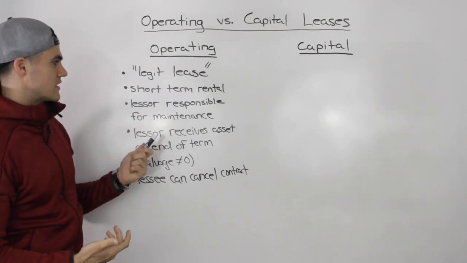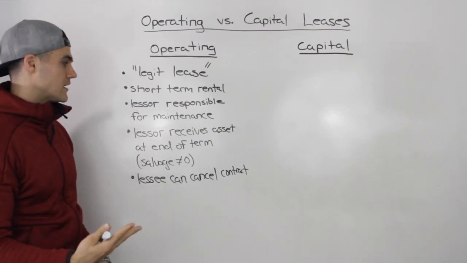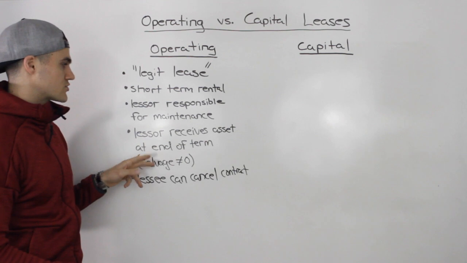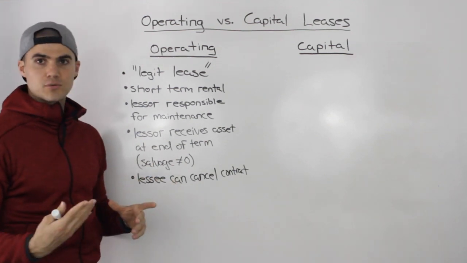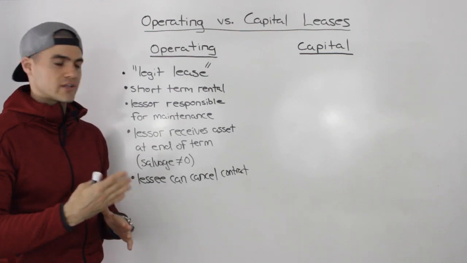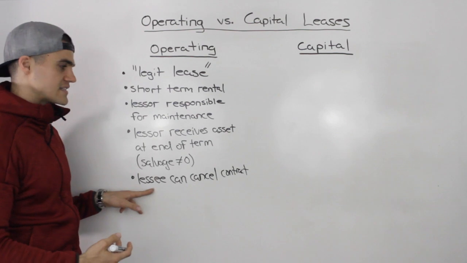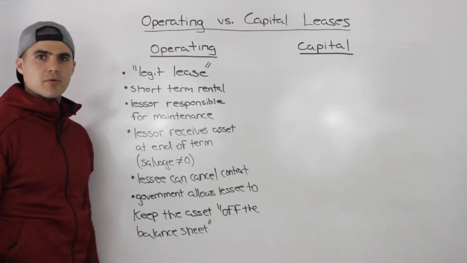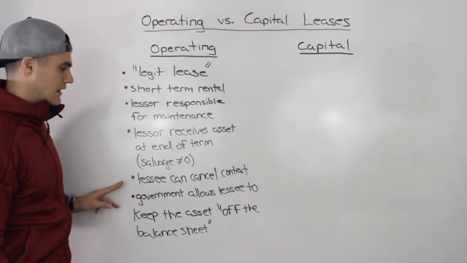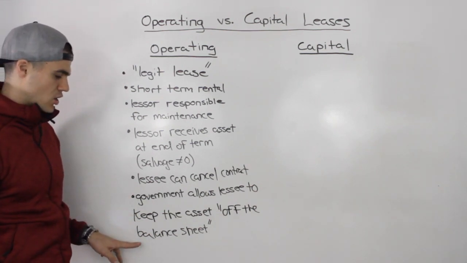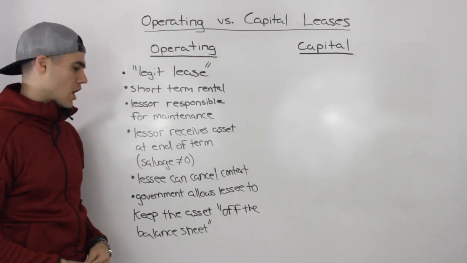So it's a short-term rental. The lessor is responsible for the maintenance of the asset, and the lessor also receives the asset at the end of the term when the salvage value is not equal to 0, so the asset is only partially amortized. And there's other characteristics like the lessee can cancel the contract. But perhaps the most important characteristic is that the government allows the lessee to keep the asset off the balance sheet if it's classified as an operating lease.